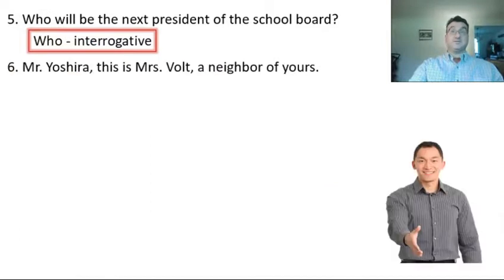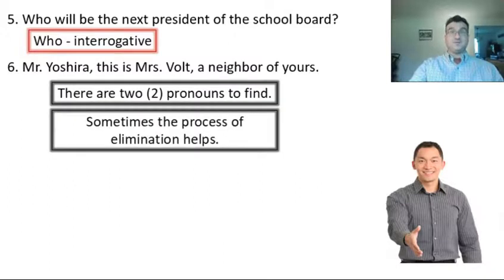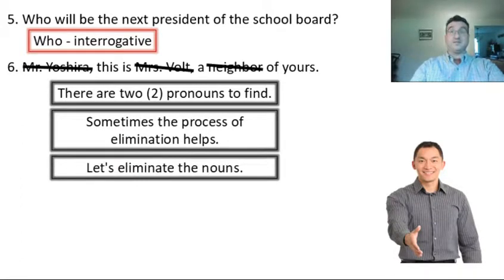So next, number 6, we have Mr. Yoshira, this is Mrs. Volt, a neighbor of yours. There are 2 pronouns to find. Sometimes the process of elimination can help when you're looking for the pronoun. So let's eliminate the nouns, and now we've really cut it down to just 4 choices.